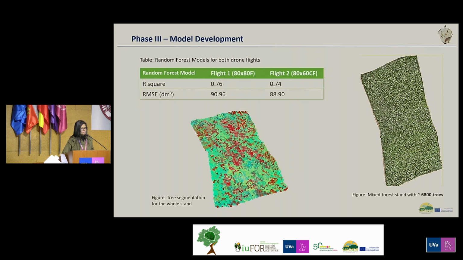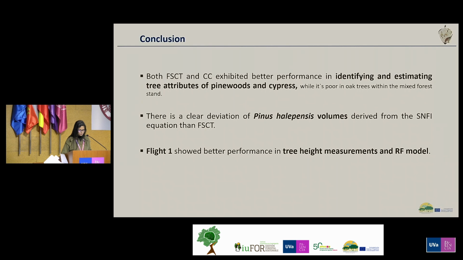After creating the model, we can apply this model to the whole stand. That means the stand with around 7,000 trees, and we can apply this model to estimate the stem volume of any single tree in this forest stand.